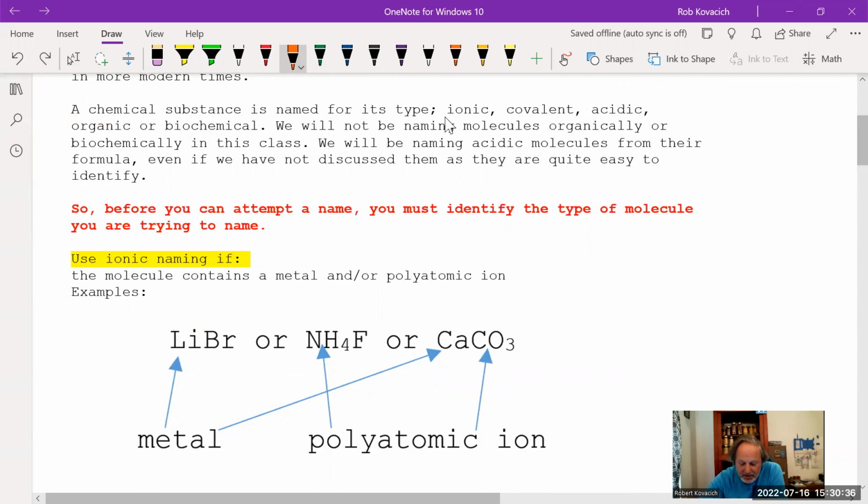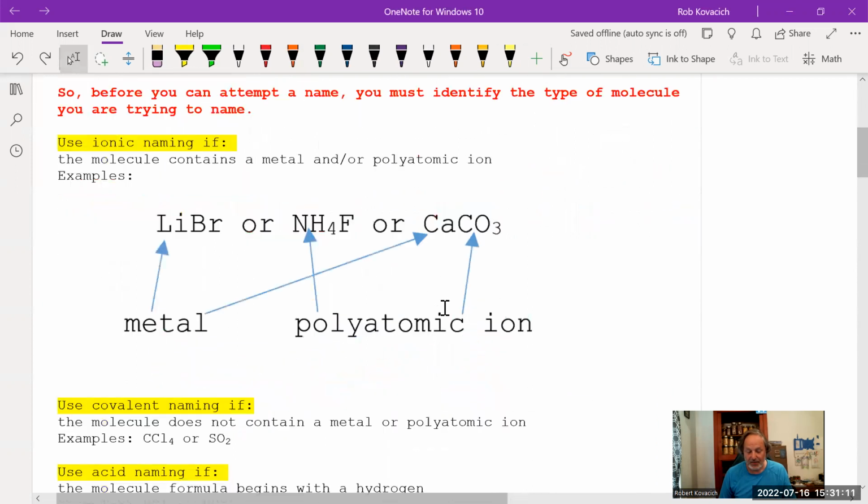How do I know the next one is also an ionic compound? Because NH4 is one of the polyatomic ions on my polyatomic ion list. If it's got a polyatomic ion in it, that means it is an ionic compound. The last one's pretty easy. There's a metal, calcium, and there's a polyatomic ion. So this one's absolutely ionic because it's got both a metal and a polyatomic ion. When you look at a formula, you're going to look and ask, is there a metal there? Or is there one of those polyatomic ions? And if there is, then you say, okay, that's an ionic substance.